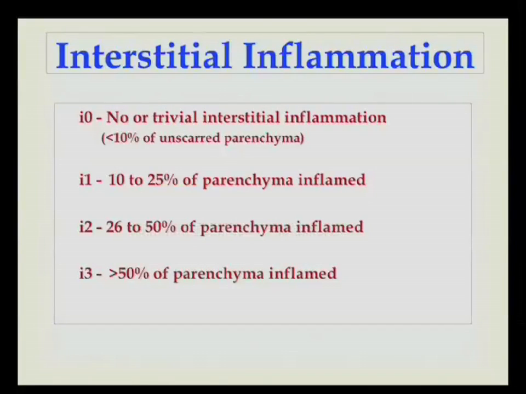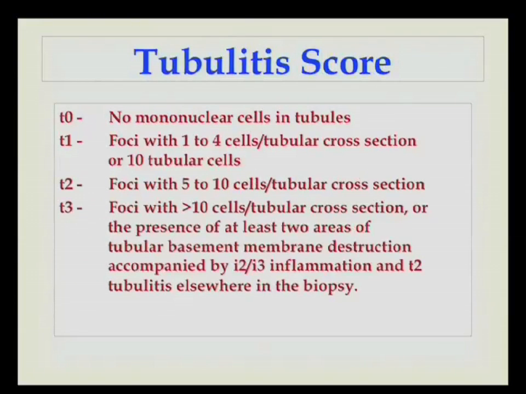This study attempted to score patients not only based on the BANFF criteria for non-atrophic areas, but also to score atrophic areas. Again, as a reminder, BANFF scores everything. Interstitial inflammation is scored on an I0 to I3 scale, I3 being the most inflammation, with greater than 50% of the parenchyma inflamed. Tubulitis is graded in a similar way on a T0 to T3 scale, with T3 being foci of greater than 10 cells per tubular cross-section.